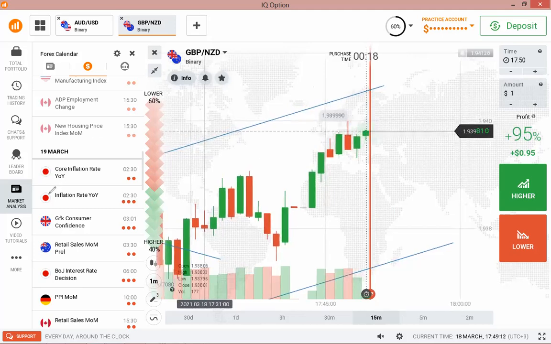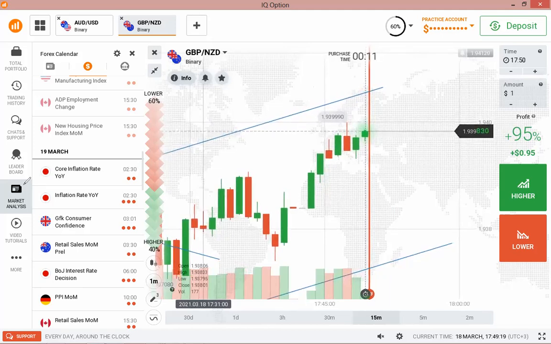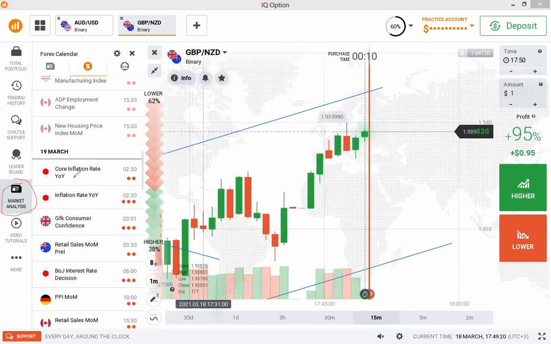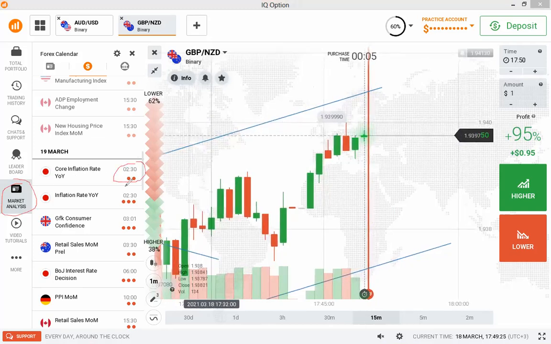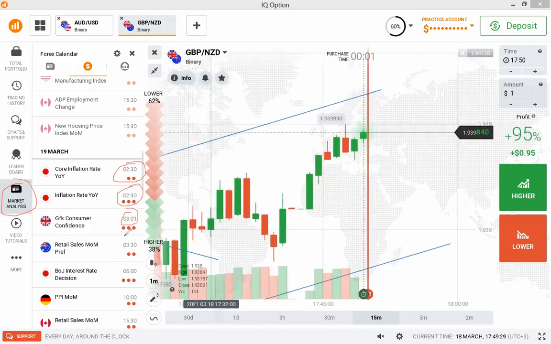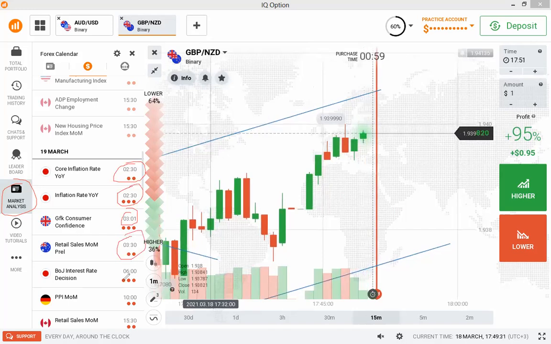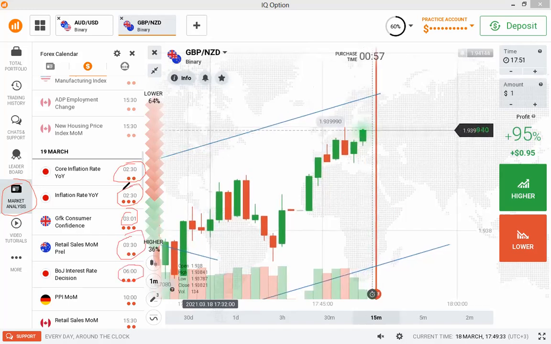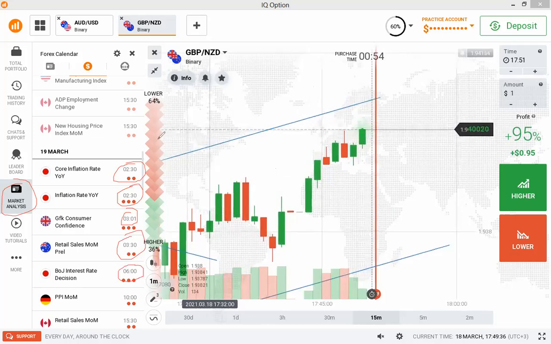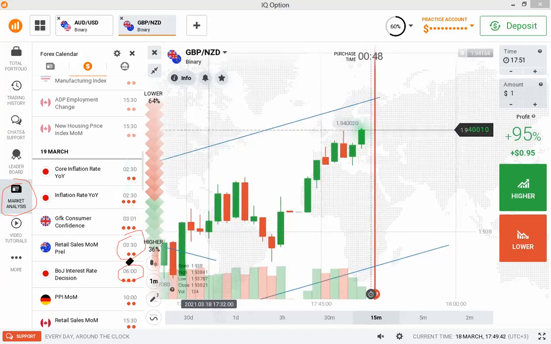If you want to know the time or period of news, you go to this left side, you look at the market analysis, then look at any news that is going to occur. By 2:30, a news event occurs here, and again at 3 o'clock, 3:30. Then another news event is going to occur by 6. So don't trade during this period. If you trade during this period, the market will not be stable. That is why we traders always say avoid trading news time, because the market is not stable.